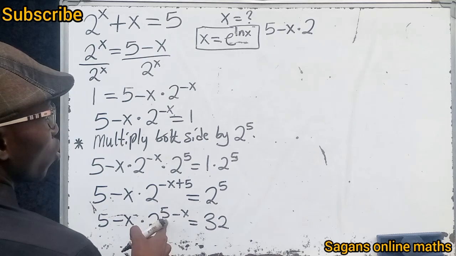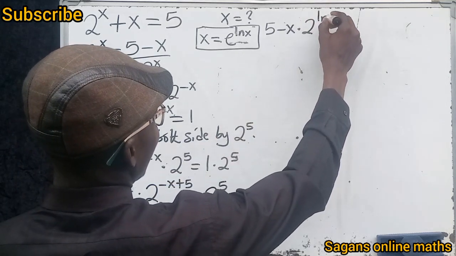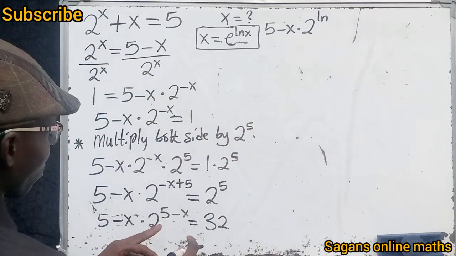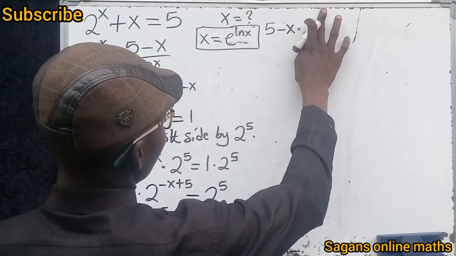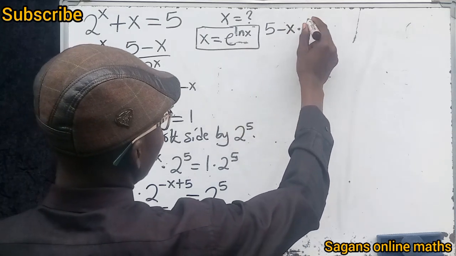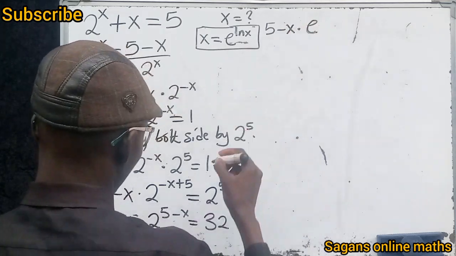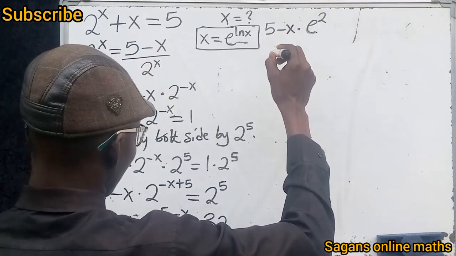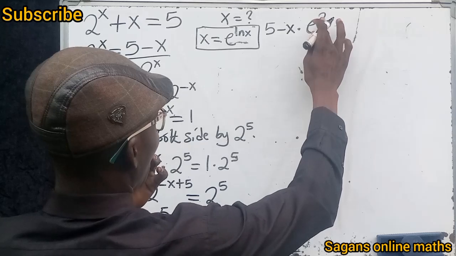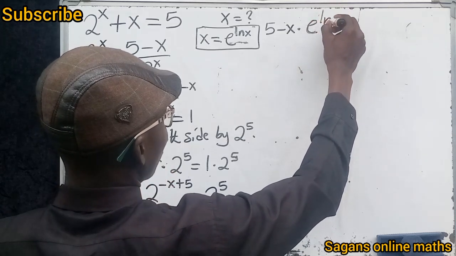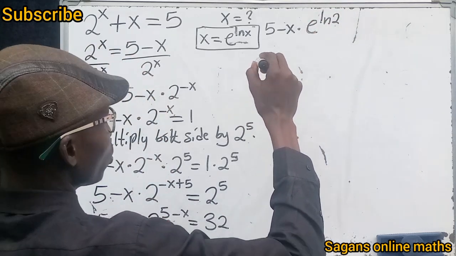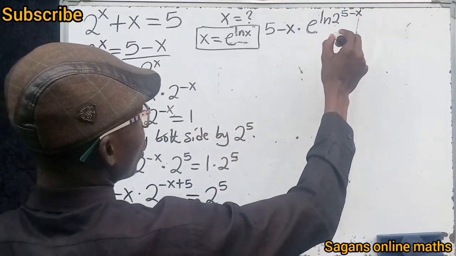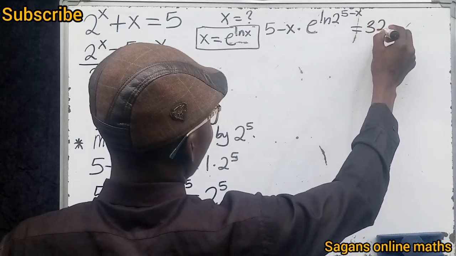Now in place of this, look at what you're going to do. We're going to write ln 2, right? Okay, sorry. That means look at e, so then you become e raised to the power of ln 2 raised to the power of 5 minus x. Now all this equals 32. Now look at what you have done.